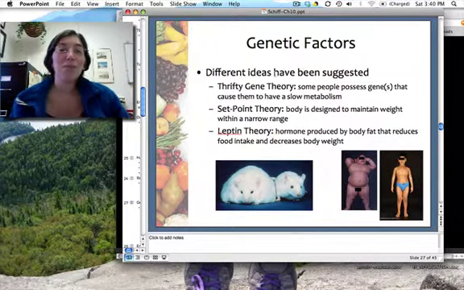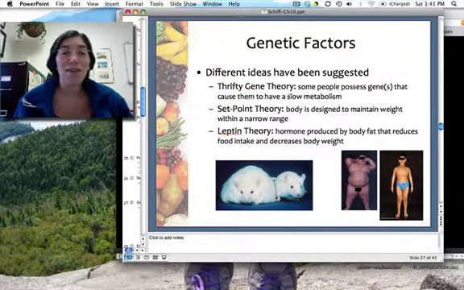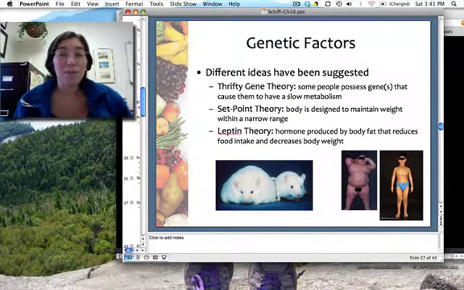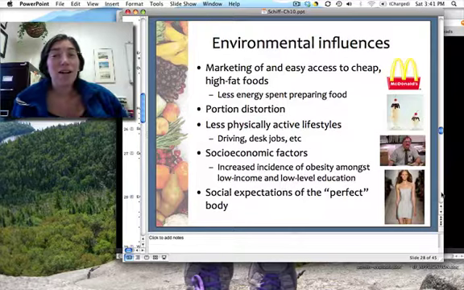So none of these are proven theories. These are all ideas that scientists have that for different people might fall into different categories too. So different ways that genetics influence our body weights. There's a lot of different environmental influences as well on our food intake and our body weight.